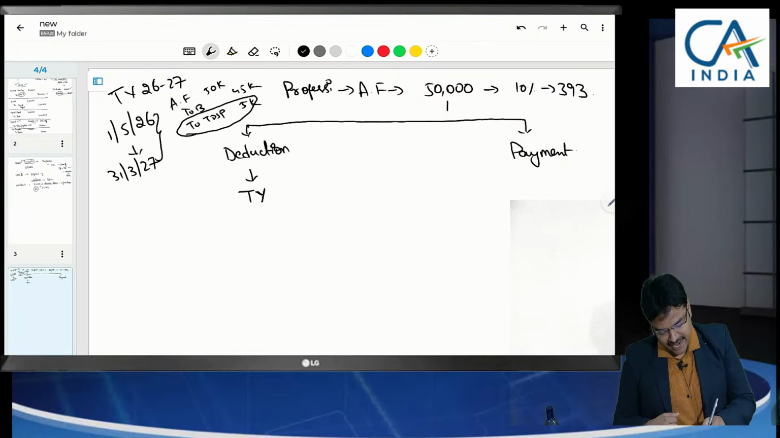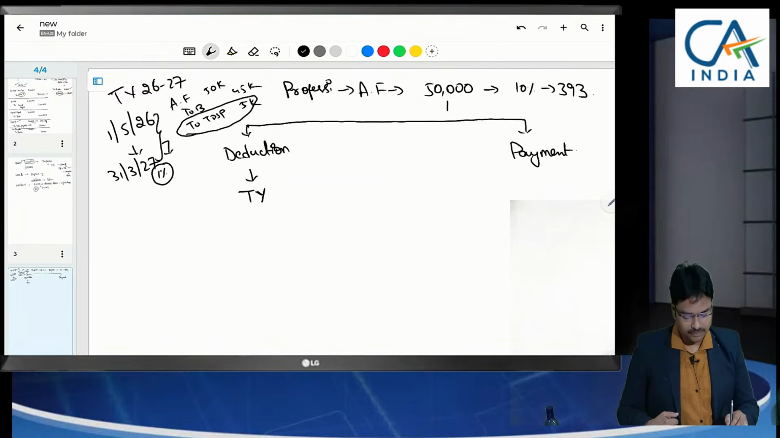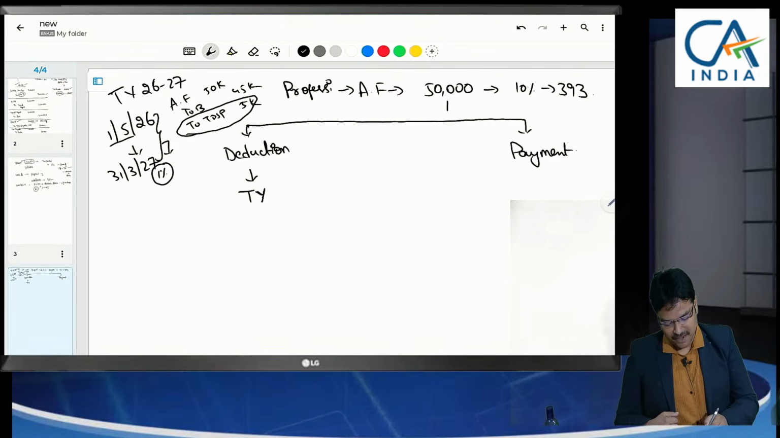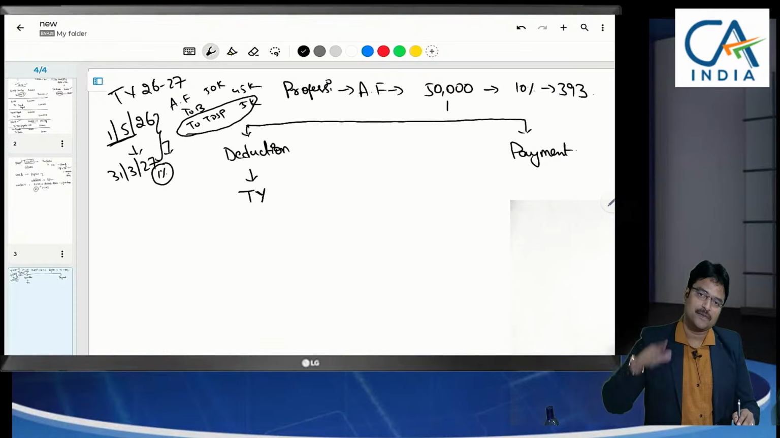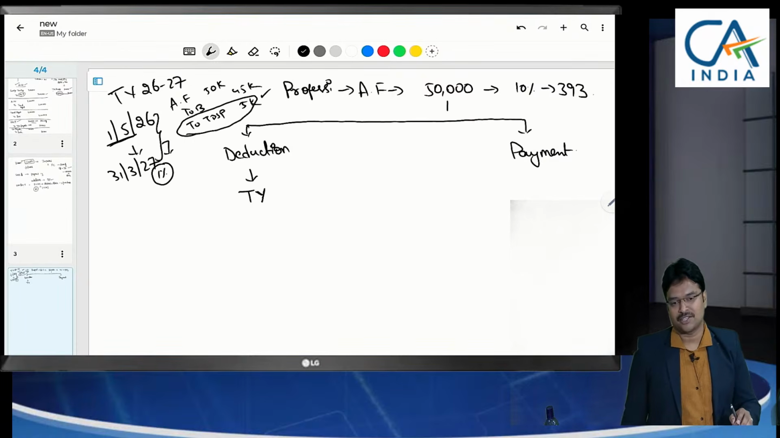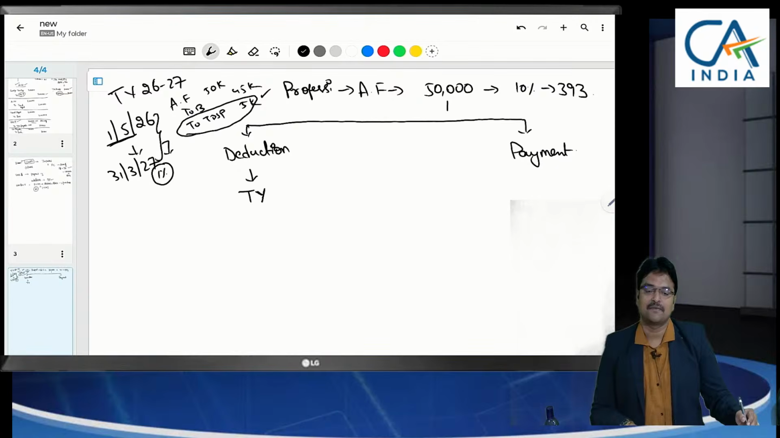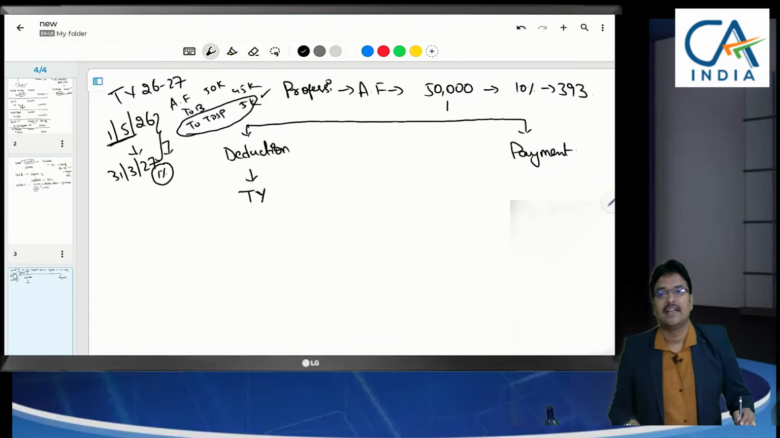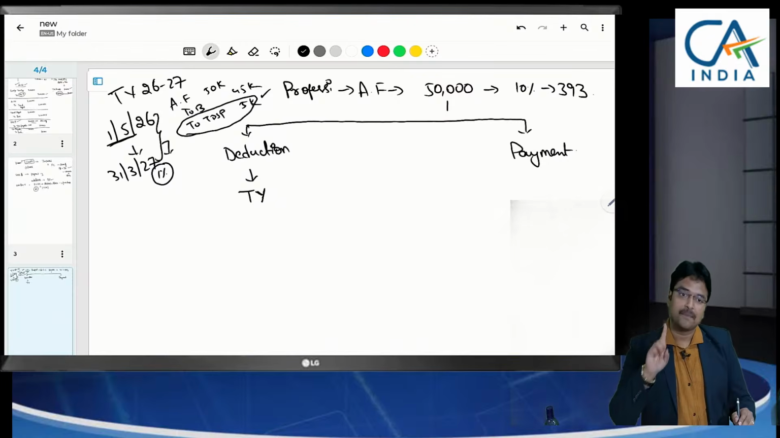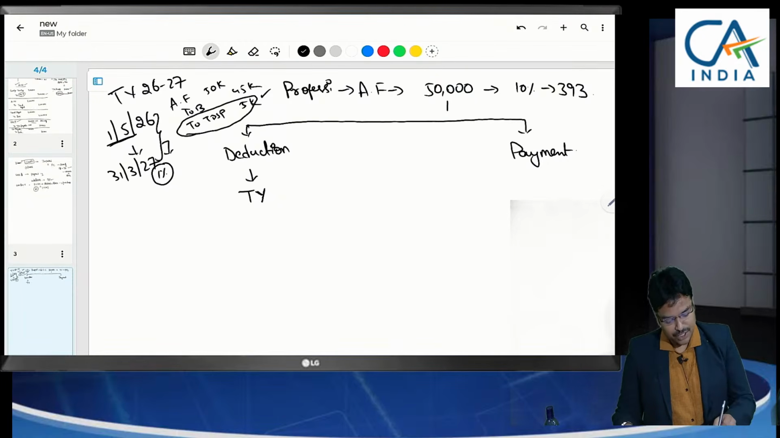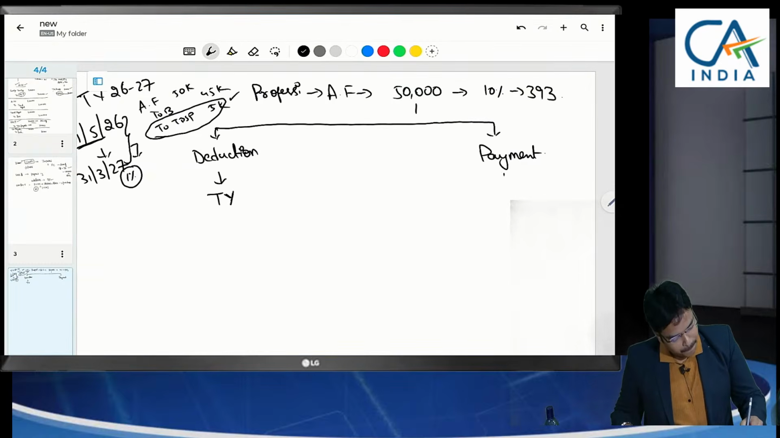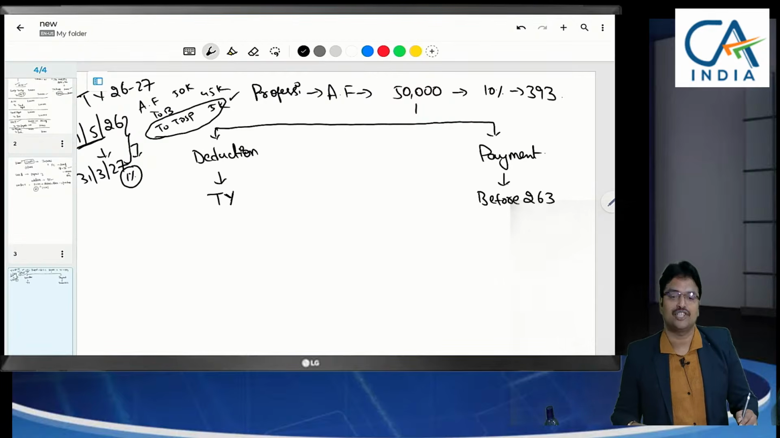Sir, here for late deduction 1% interest will be charged. Actually when payment is done on 1st May, on 1st May itself a deduction entry should also be passed. If you deduct belatedly, then what happens? Interest 1%, not 1.5, 1% only. Late payment 1.5, next I will say. So, deduction should be done in the tax year. Payment should be done at maximum before filing return under section 263.